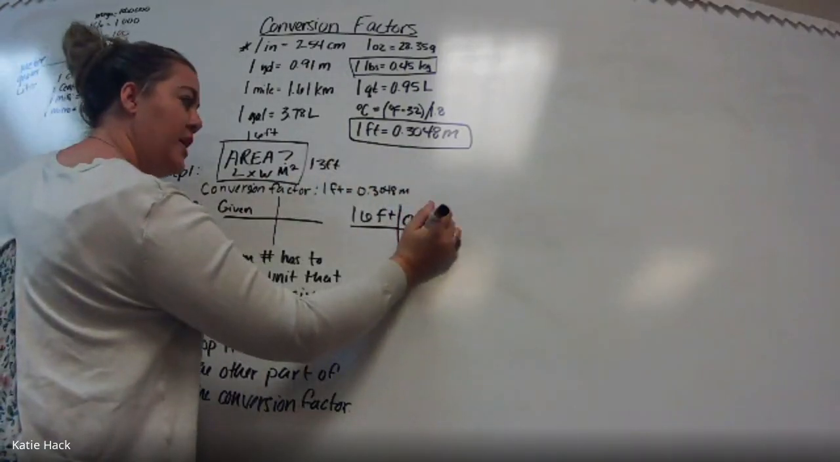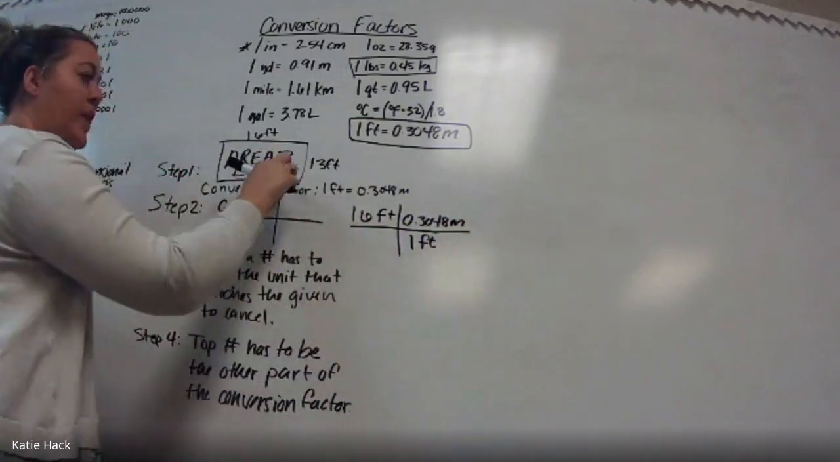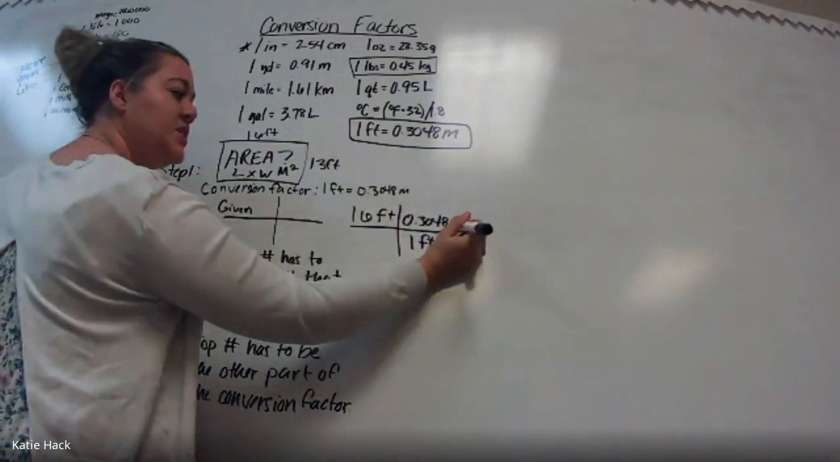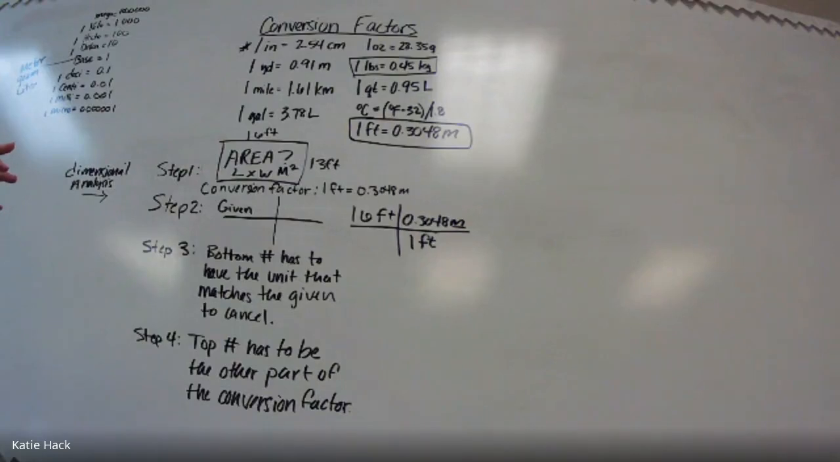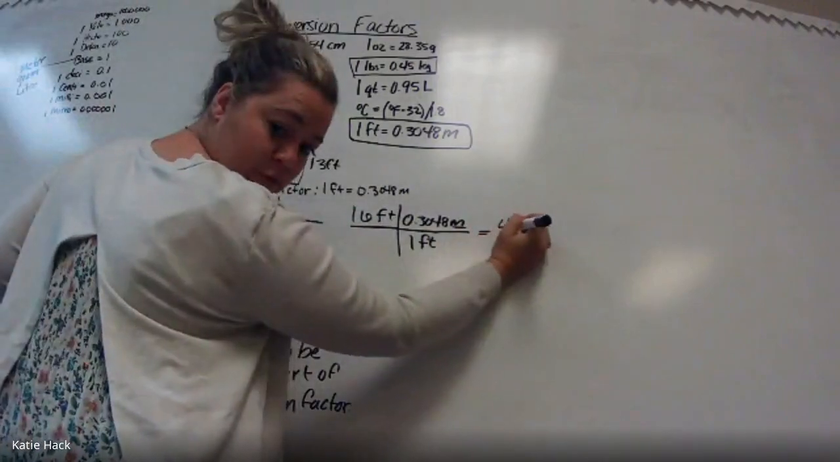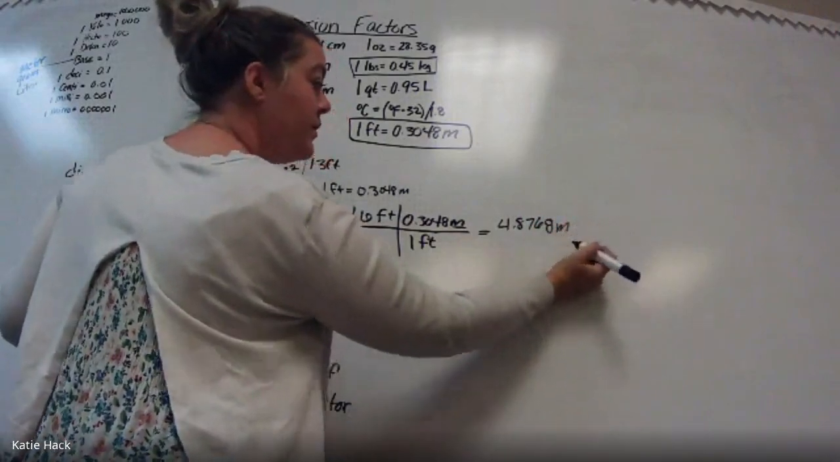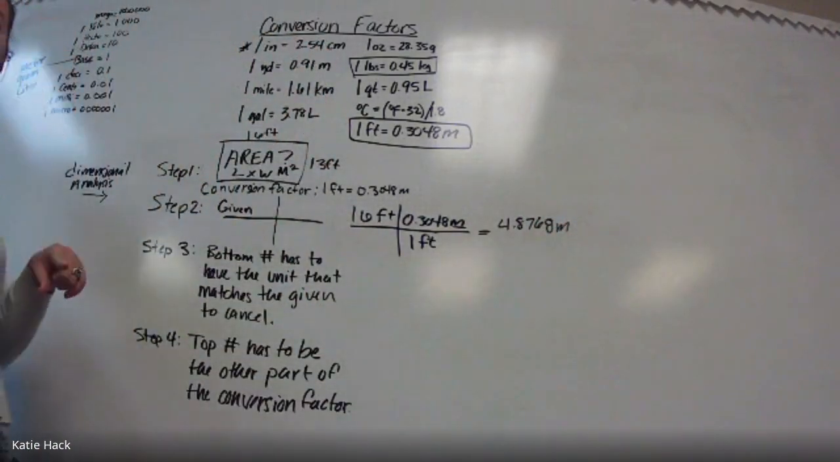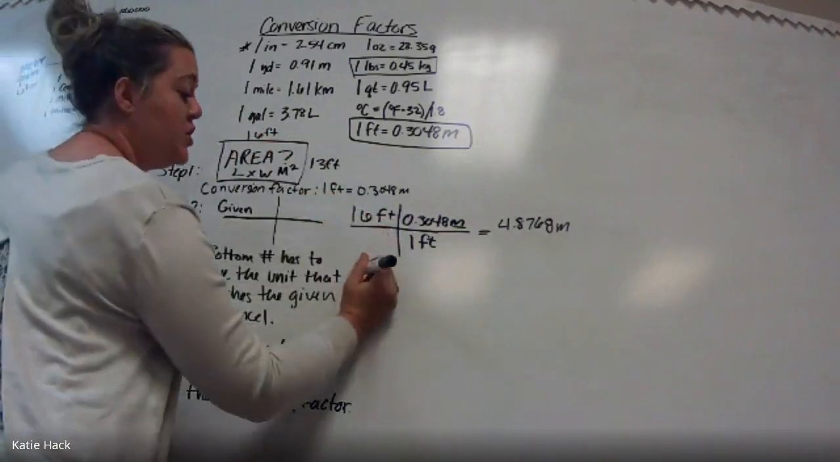So 0.3048 meters. Okay, we need to be in meters squared, so we can stop here because we have a meter there. So 16 times 0.3048 is 4.8768 meters. Okay, now this is where this problem is a little tricky because we actually have two numbers that we have to do this to.